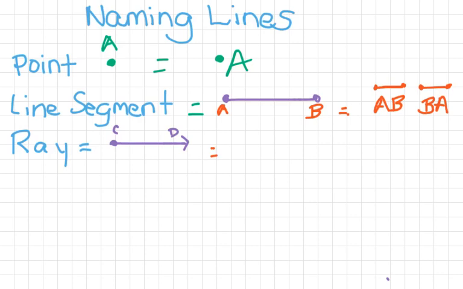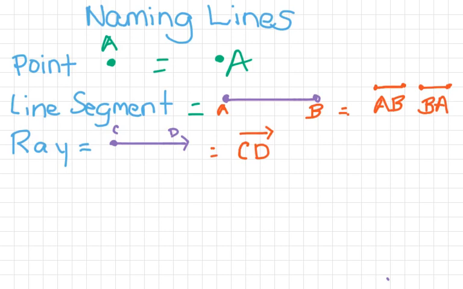So we would name it, if I had to label it, C, D, and I would write a line with an arrow pointing one way over it. Okay, that is how you would label a ray.